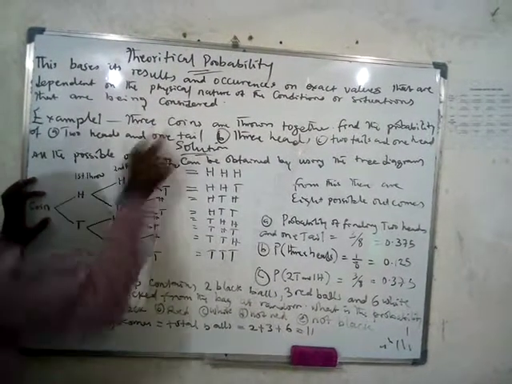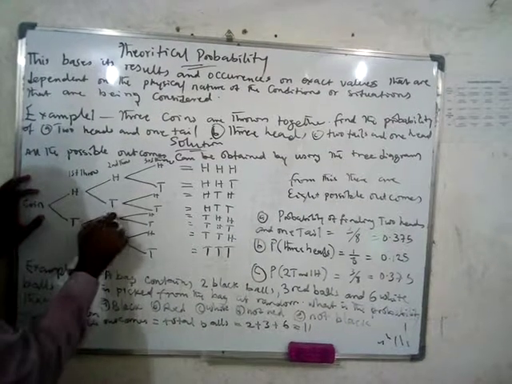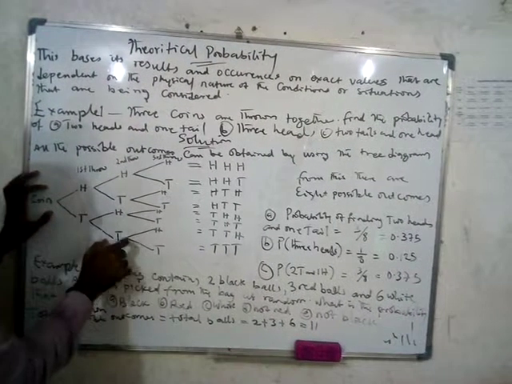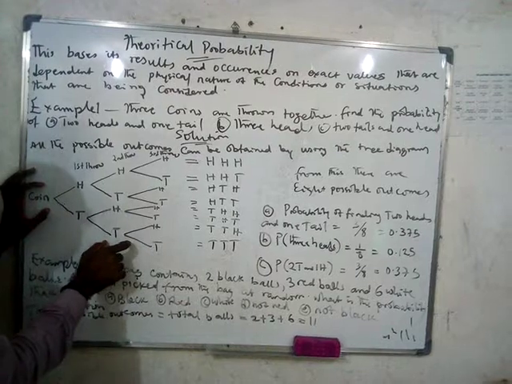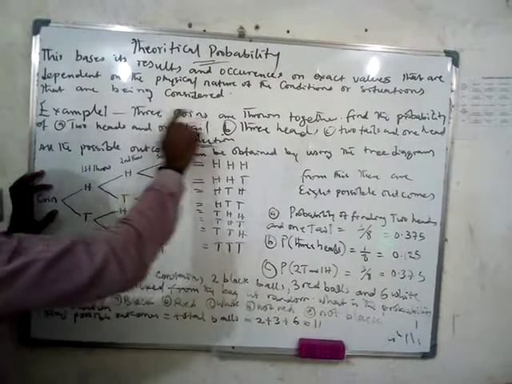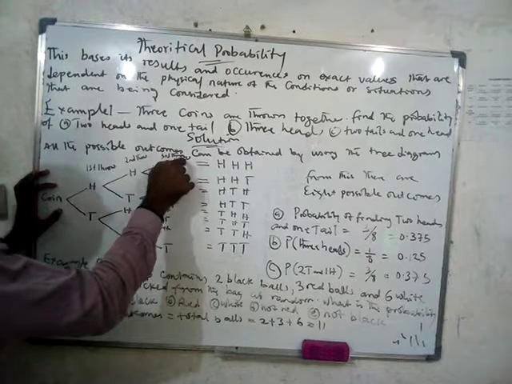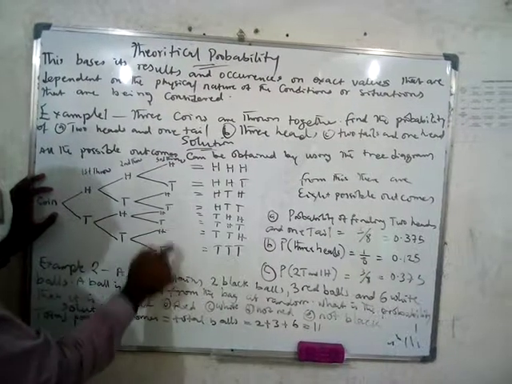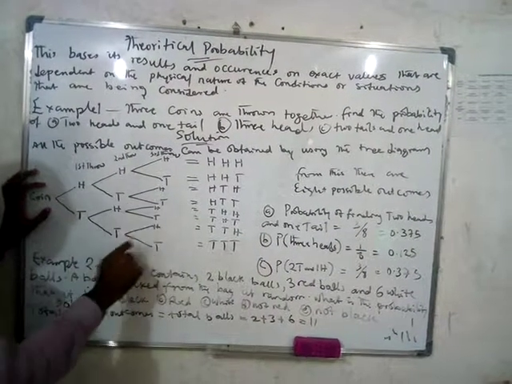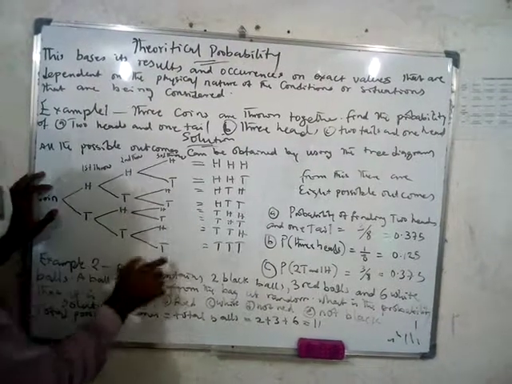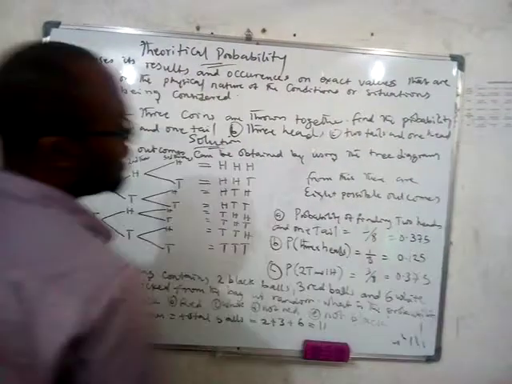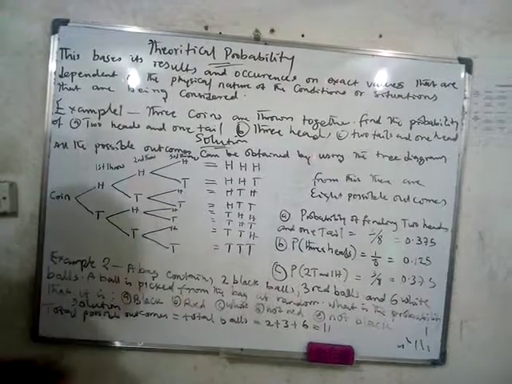For throwing 2 coins, you have another head and tail and another head and tail, making the outcomes 4. But for now, we are having how many coins? 3. So we are going to have another head and tail, head and tail, head and tail, head and tail, following from the ones that you've drawn before, making the maximum outcome 8. Is that clear?